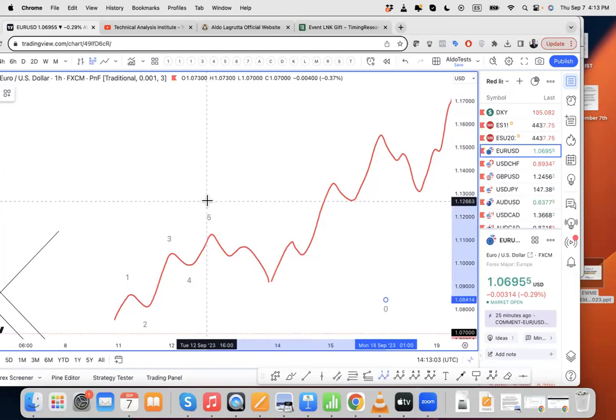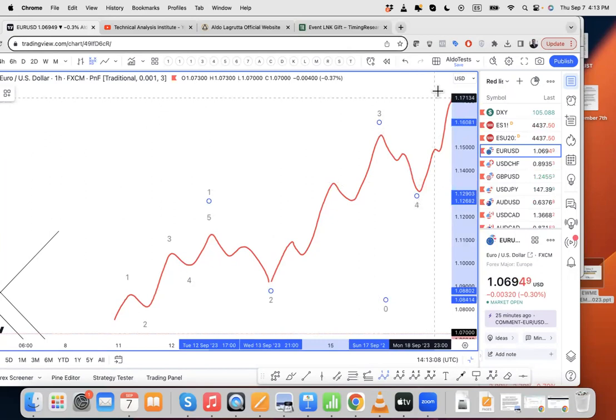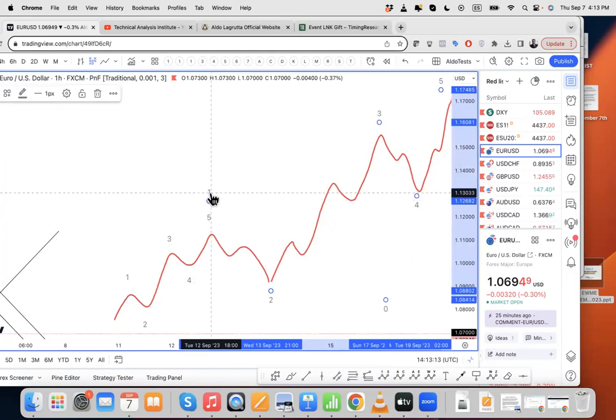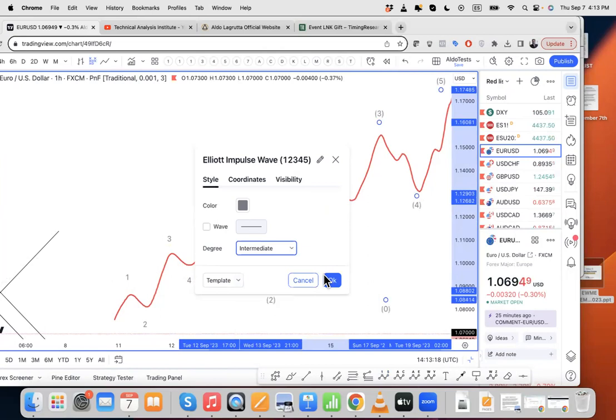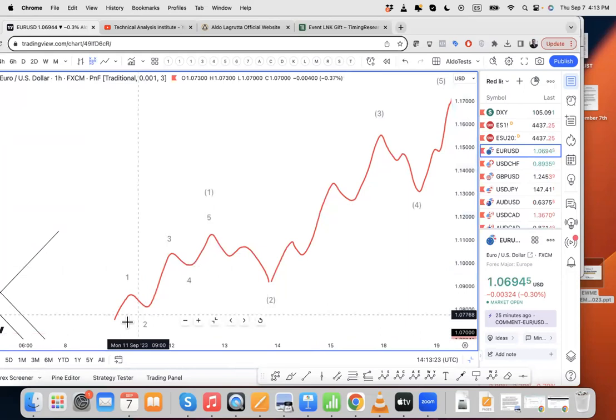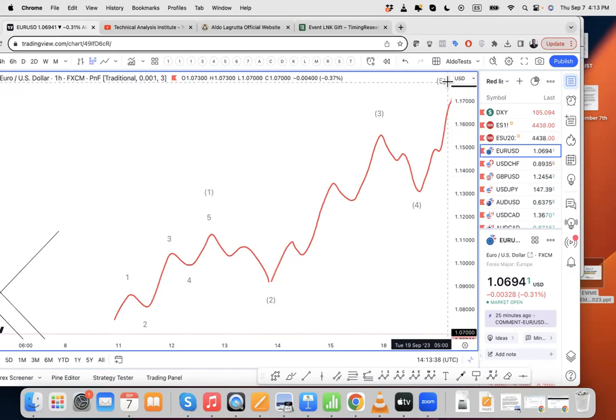We will label this as 1, 2, 3, 4, and 5. But to differentiate this degree from this one, we'll put this one in parentheses. So these ones are going to be called intermediate. And then what's going to happen is that the entire move here, those entire five waves, will also be the first leg of something much larger. So this leg up here will also be the one, but the one of a much larger degree.